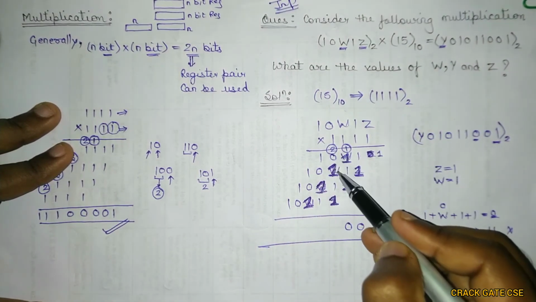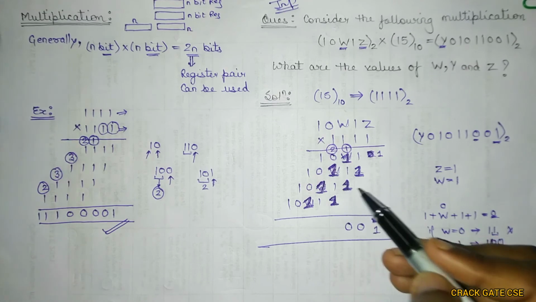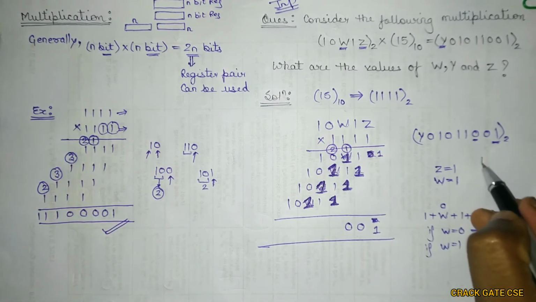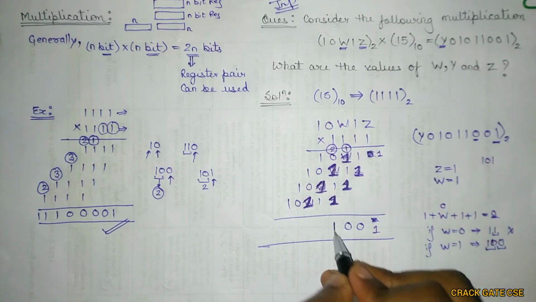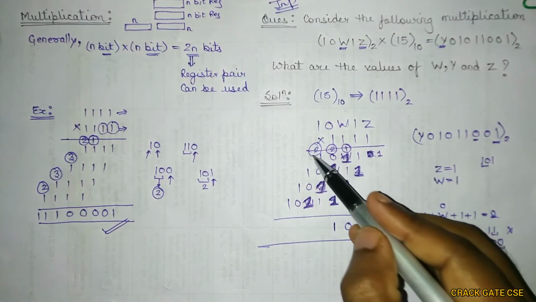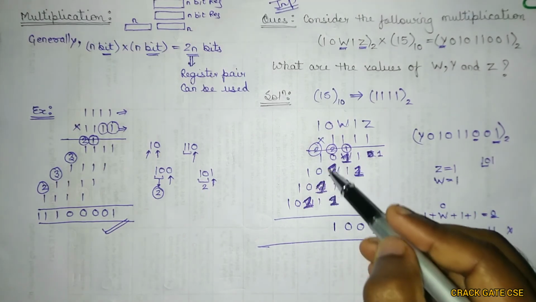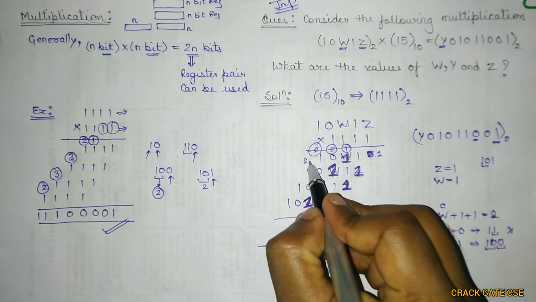Now this 2 plus 3 is 5, right? So 2 plus 3 is 5, and 5 can be written as 1 0 1. So this 1 will be here, and this 1 0, that means 2 will be carry here. Now here 2 1 1 1, so this will be 5 ones again. So again 1 will be here and 2 will be here.